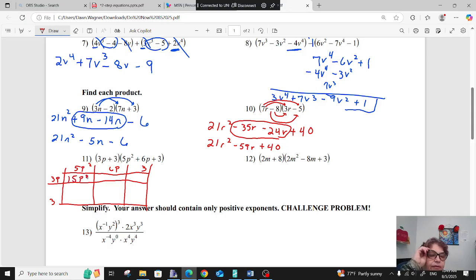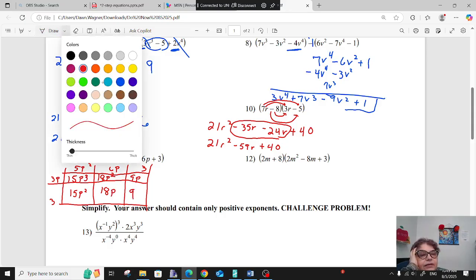No, to the third. Sorry. 3p times 6p is 18p to the second. 3p times 3 is 9p. 3 times 5p squared is 15p squared. 3 times 6p is 18p. And 3 times 3 is 9.